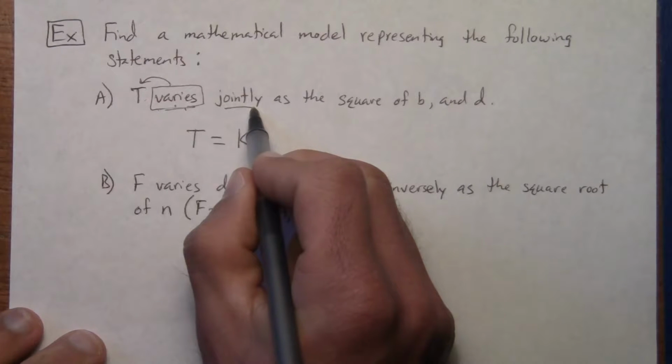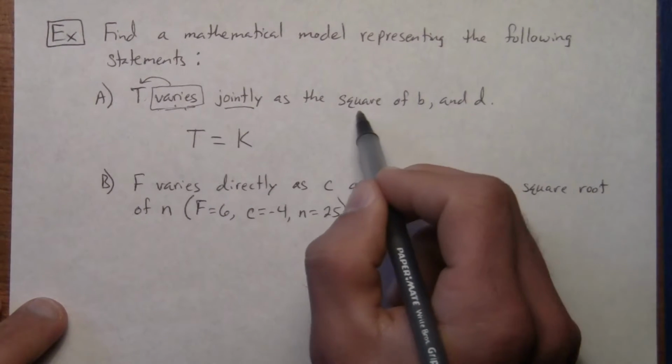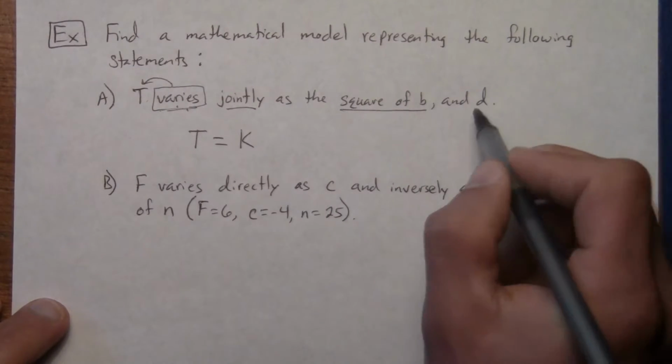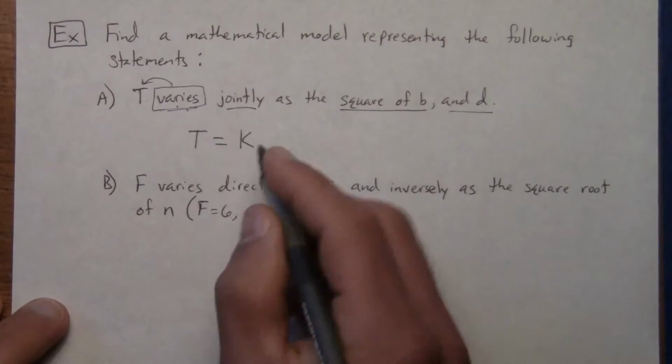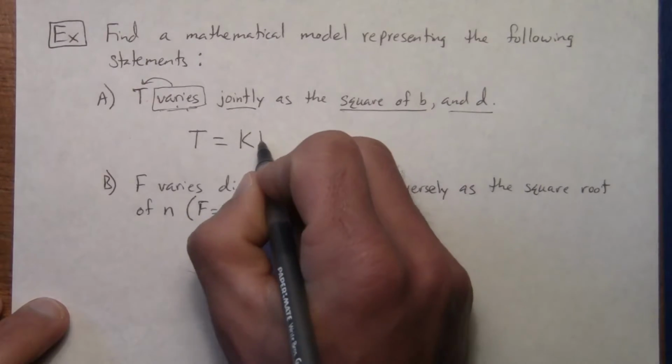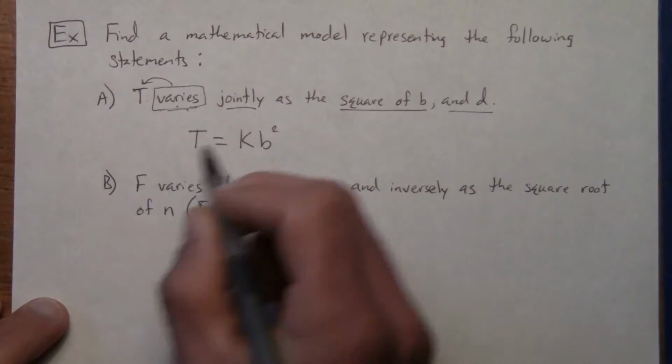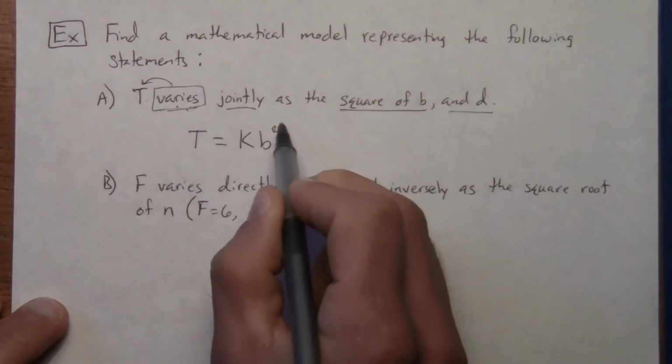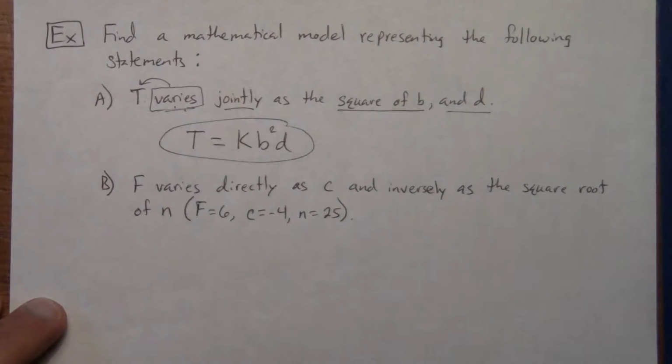Jointly means multiplying, and it means that you have more than one term that you're multiplying, and you can see I do have more than one. I have the square of b and d. So I'm going to multiply k times the square of b, or b squared, and d. And that's my answer. That's all that they're looking for.